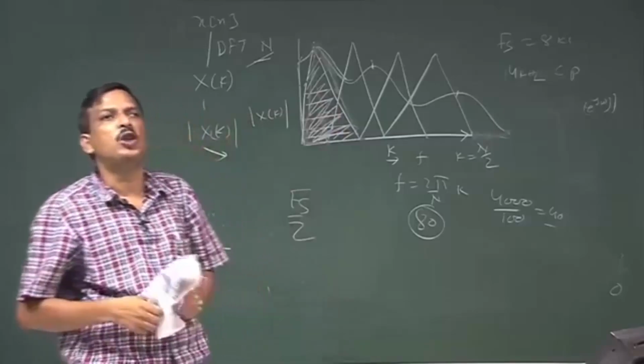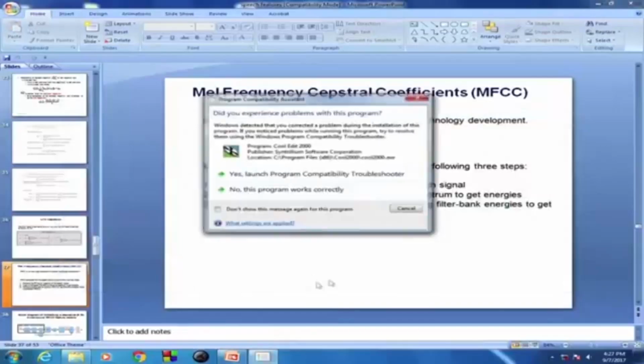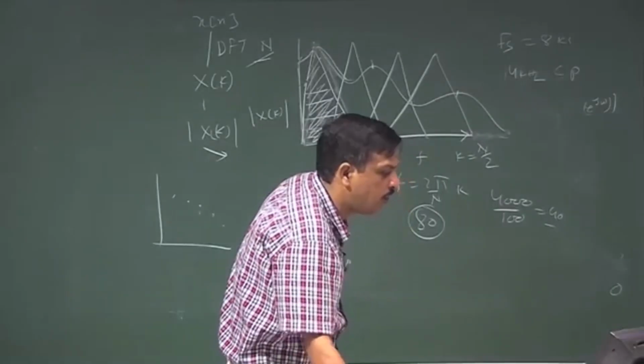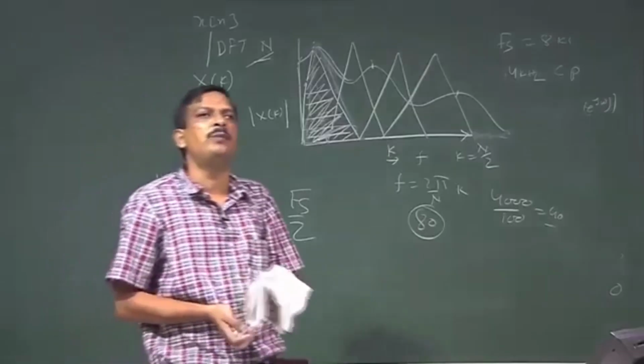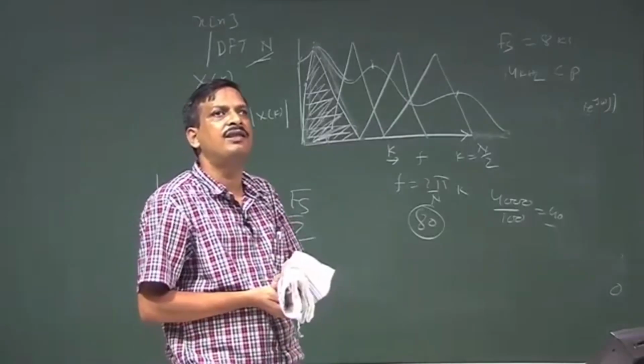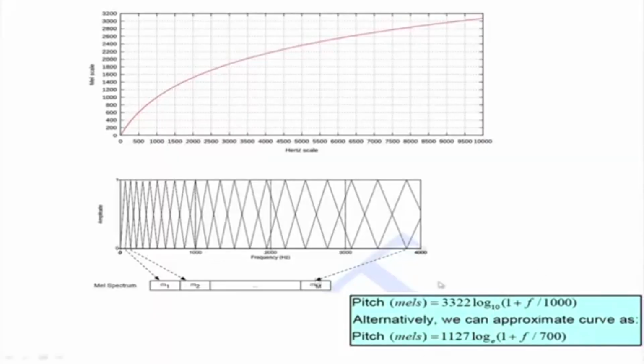Now, the problem is that if it is a linear filter, this does not match with human perception, human frequency perception. If you remember, in my lecture on human perception of frequency and amplitude, or speech perception, we said the frequency perceived by the human being is not on a linear scale, it is on the mel scale. So, instead of taking the linear filter, now I convert the filter bandwidth as per the mel scale. What is the mel scale?